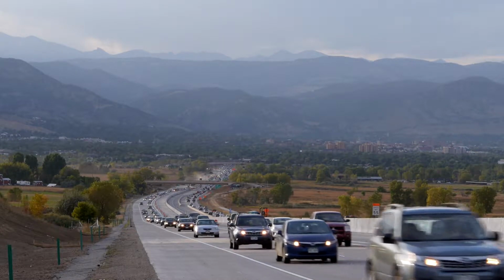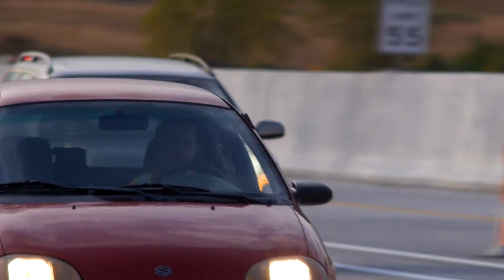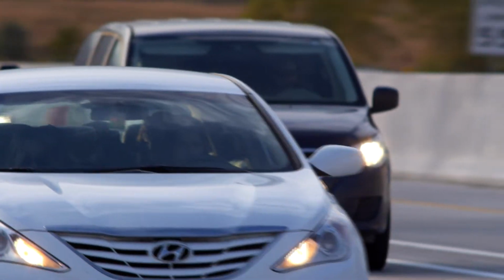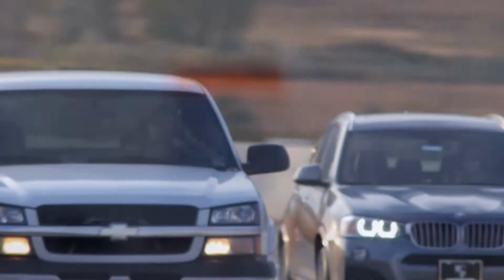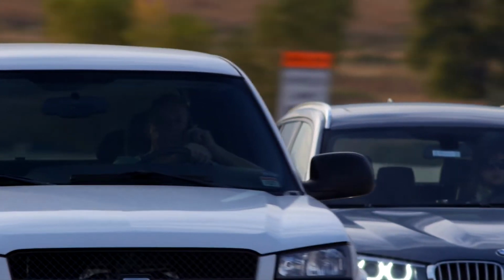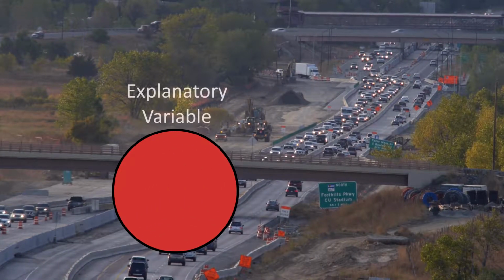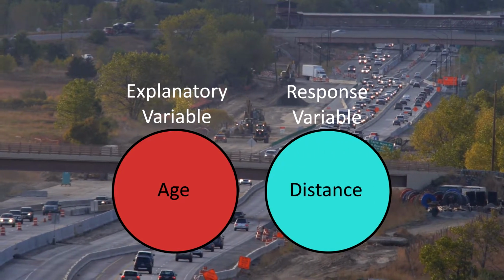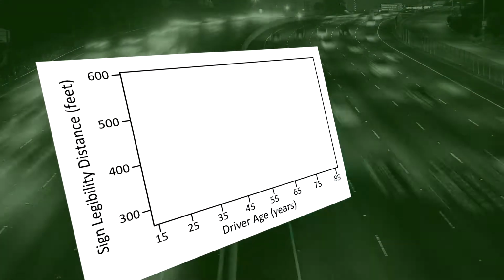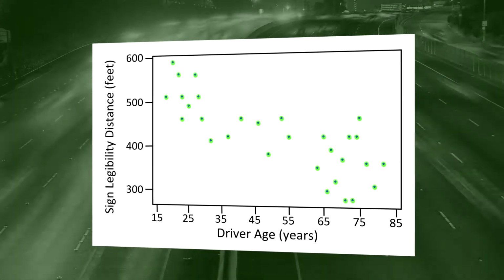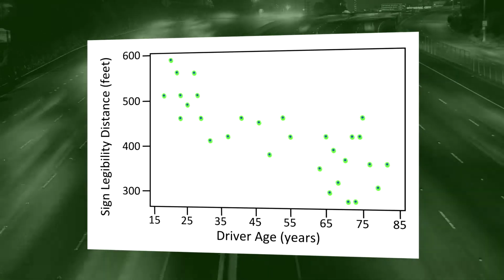A Pennsylvania research firm conducted a study in which 30 drivers of ages 18 to 82 years old were sampled. For each one, the maximum distance in feet at which he or she could read a newly designed sign was determined. The goal of this study was to explore the relationship between a driver's age and the maximum distance at which signs were legible. The explanatory variable is age, and the response variable is distance. Here's a scatter plot for the data, which shows a negative linear relationship between the age of a driver and the maximum distance at which a highway sign was legible.